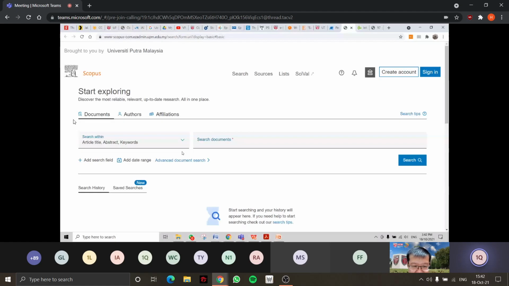You can access it from Google as well, but you only have very limited functions that you can search. Here, as you can see, it's subscribed by UPM. Now, let me tell you this. This database costs us 1 point something million US dollars every year. And not many people are using this.